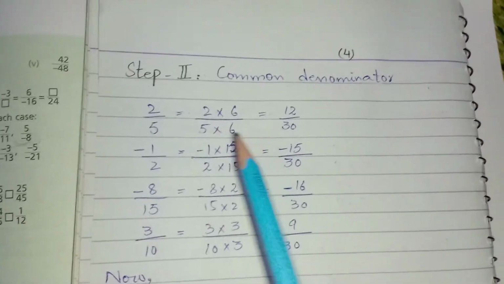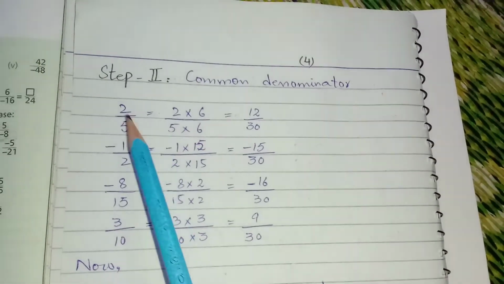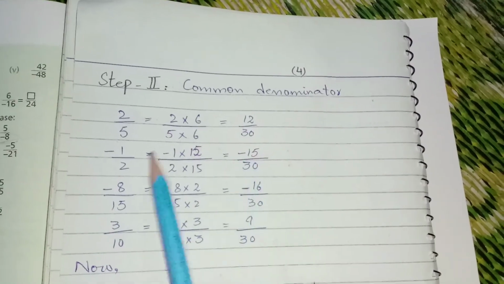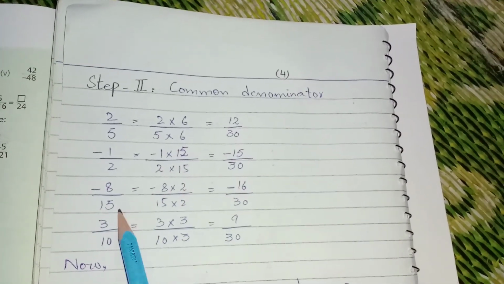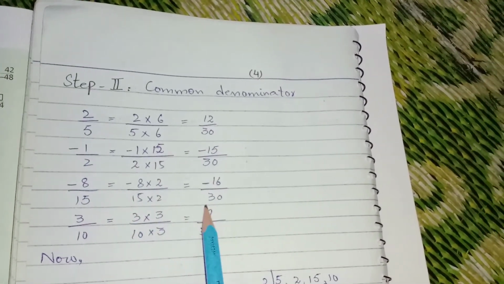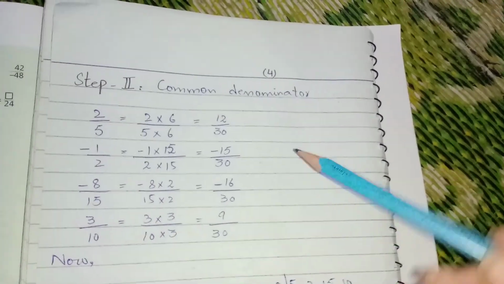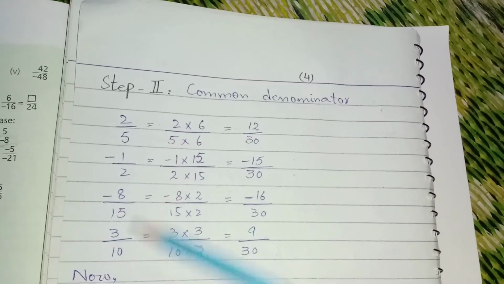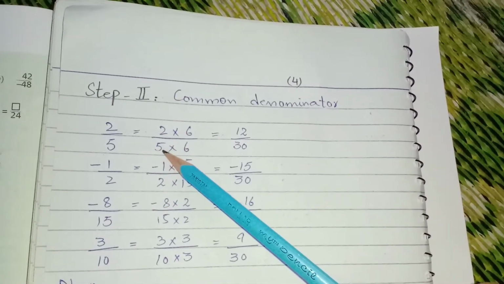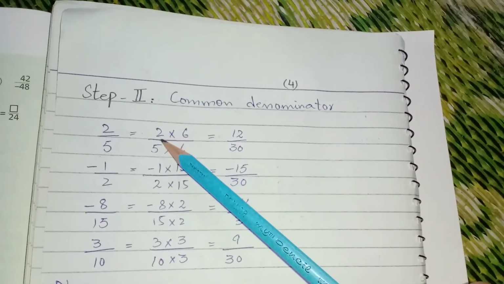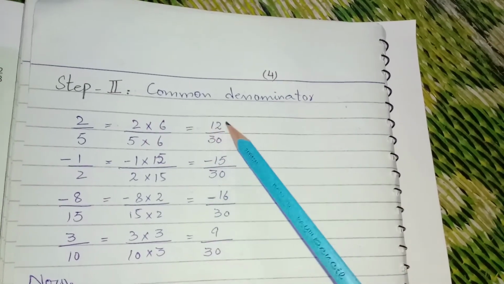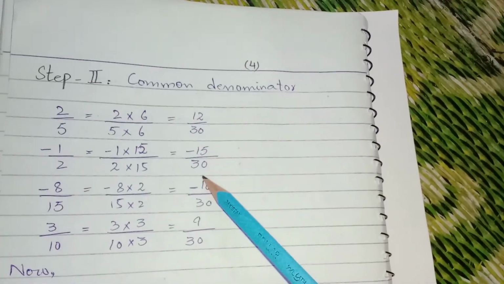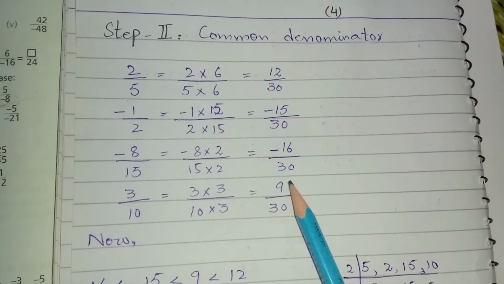So we make their denominators equal to 30. 5 into 6 equals 30, 2 into 15 equals 30, 15 into 2 equals 30, and 10 into 3 equals 30. We have to multiply the numerator and denominator by the same number in each rational number. If we multiply the denominator by 6, we multiply the numerator 2 by 6 as well. So we get 12 over 30, minus 15 over 30, minus 16 over 30 and 9 over 30.